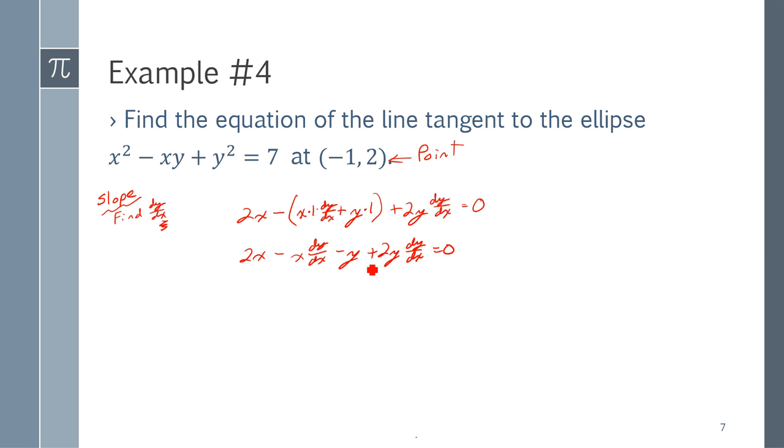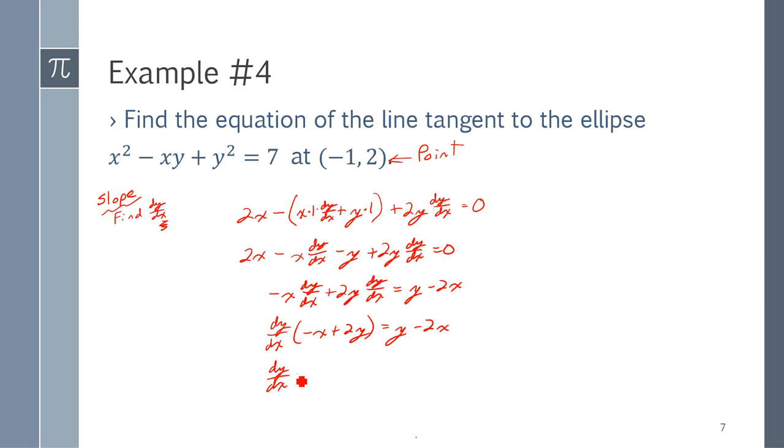I'm going to move the 2x and the minus y to the other side of the equation. So negative x dy/dx plus 2y dy/dx is equal to y minus 2x. Pull the dy/dx out on the left-hand side of the equation. And then I can go ahead and divide to get dy/dx by itself.